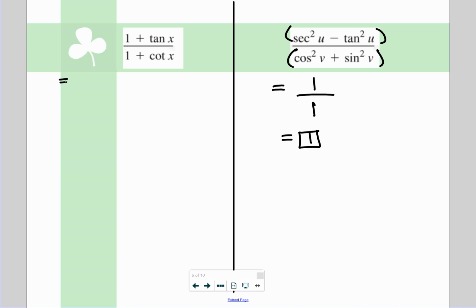All right, so I've got to figure out how to write these or combine them in some way. Tangent and cotangent are reciprocals of each other. So an option is, instead of cotangent, I could write what?